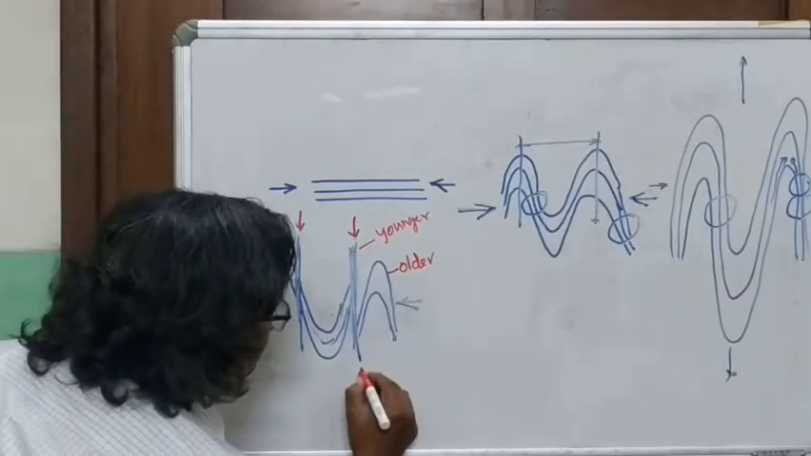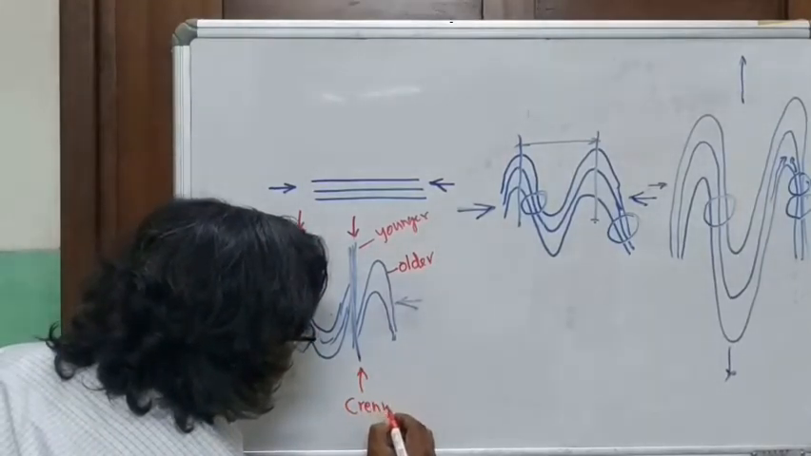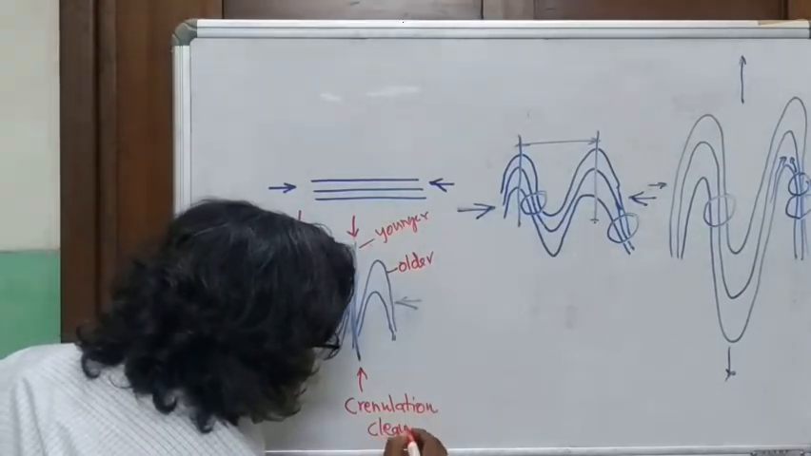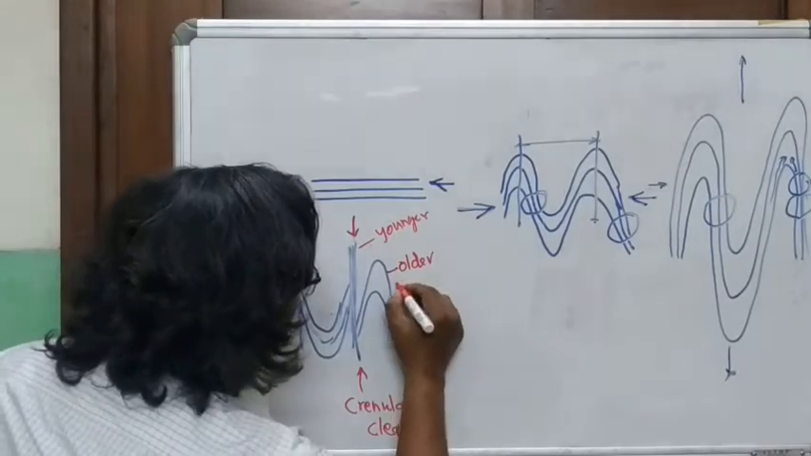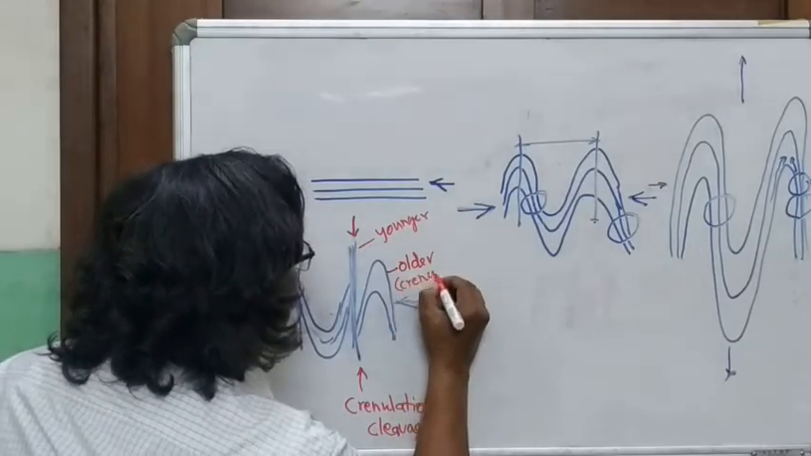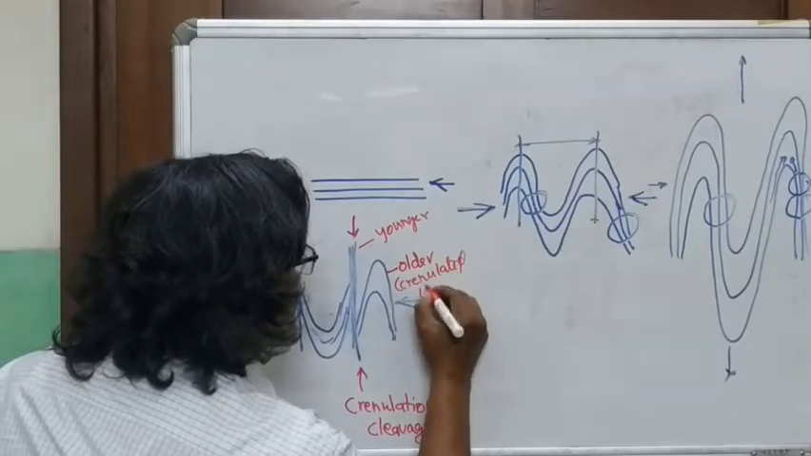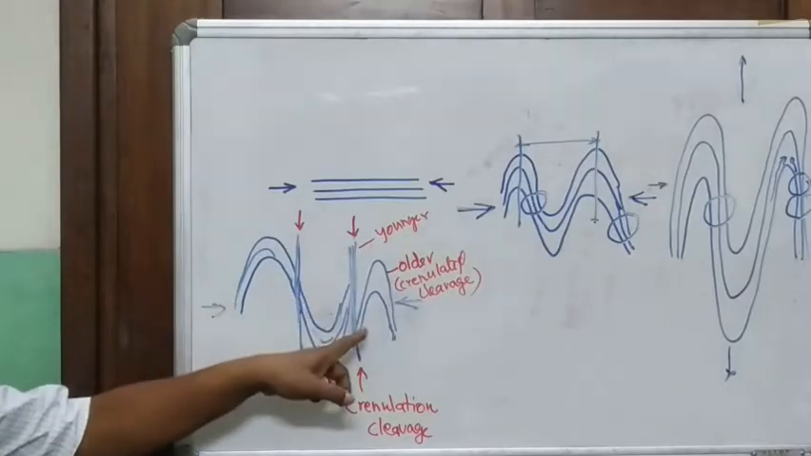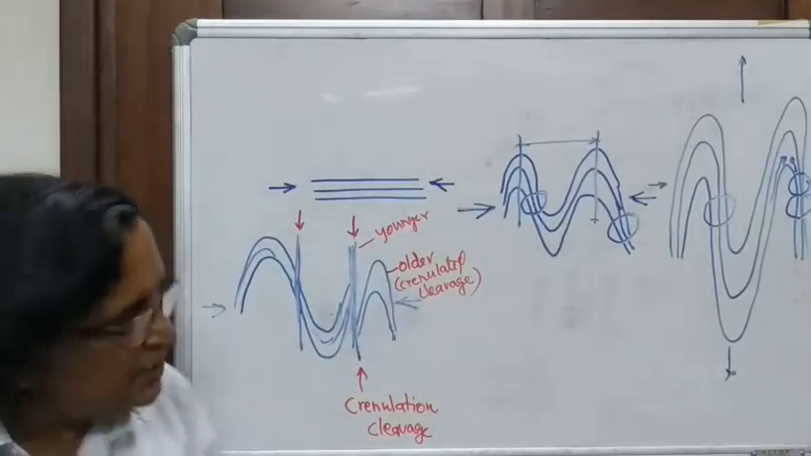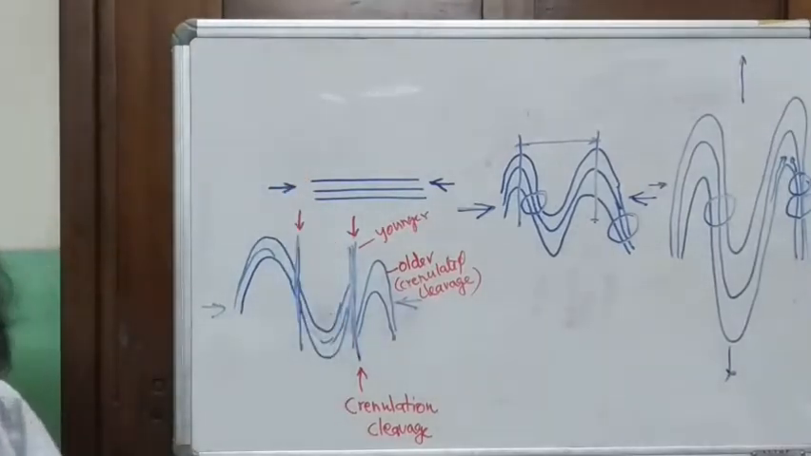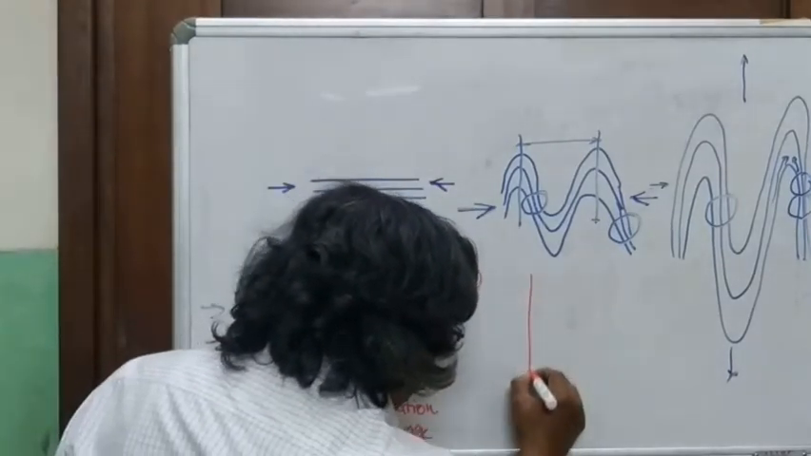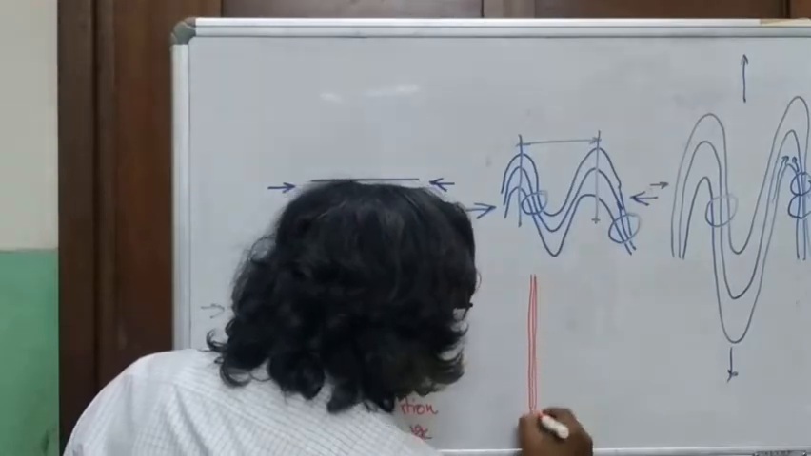This is called a crenulation cleavage, or crenulated cleavage. You will see small hinges, and suddenly you will see this fabric. If you continue this deformation, then this is what will happen, eventually.